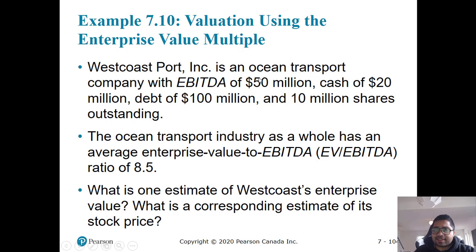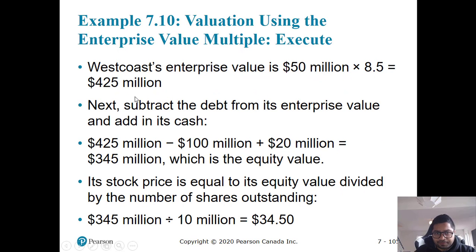West Coast Porting is an ocean transport company with EBITDA of 50 million, cash of 20 million, debt of 110 million and 10 million shares outstanding. The transport industry has an enterprise value to EBITDA multiplier, EV by EBITDA, of 8.5. What is one estimate of the firm's enterprise value? What is the corresponding estimate of stock price?